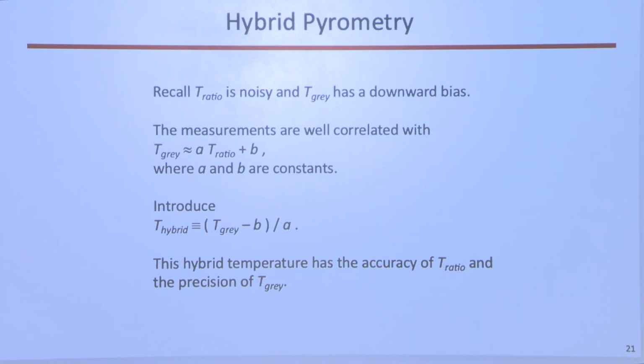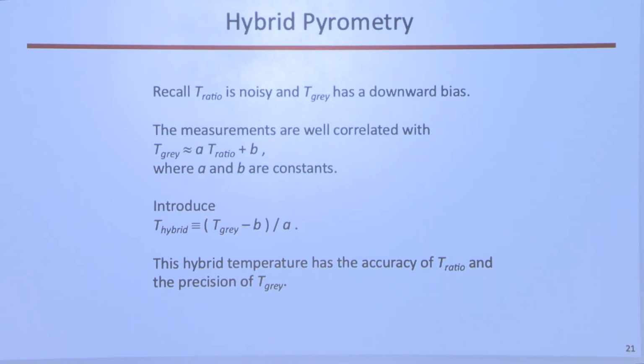Now, we do another trick. It's kind of a multi-part process. In this step, we do something that we've named hybrid pyrometry, where we combine the ratio pyrometry, which is noisy, but gives the true temperatures, with the grayscale pyrometry, which has a downward bias, but very good precision. We do that by taking all the pixels in the image, plotting the grayscale temperature versus the ratio temperature, and they're fit pretty well with just a straight line. And we're lucky that it worked out to be a straight line. There's not too much scatter here.